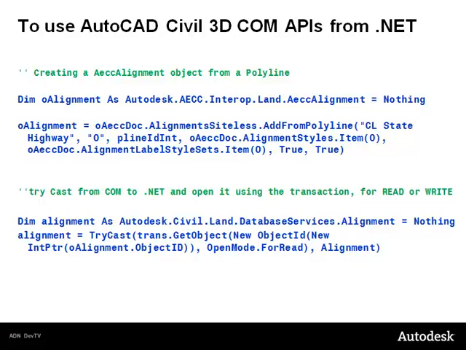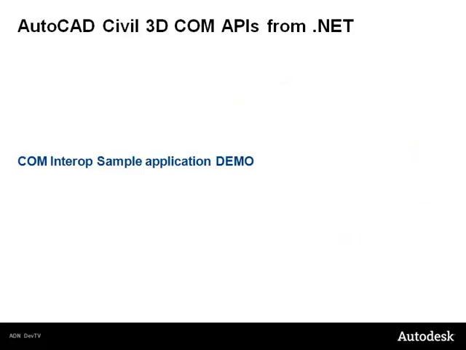We can also cast the AeccAlignment object to a Civil 3D .NET alignment object and open the alignment object using a transaction to read or write additional data to it using the functions available in the alignment .NET API. In the subsequent live demonstration, we'll see how to do the same. Let's see a step-by-step demo on how to use COM Interop in a Civil 3D .NET application and implement a few commands to create a COGO point and an alignment.